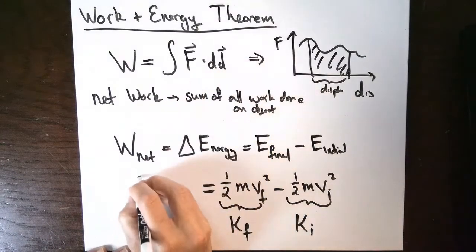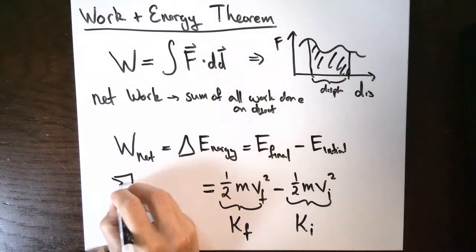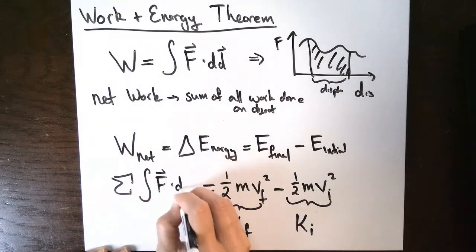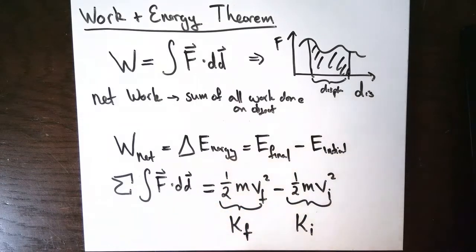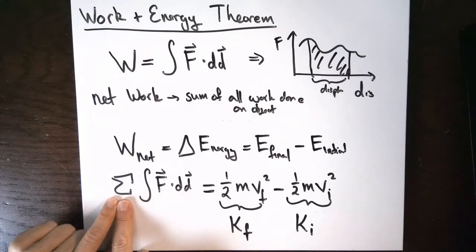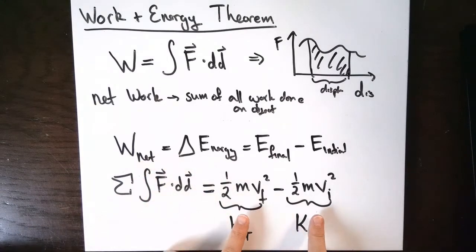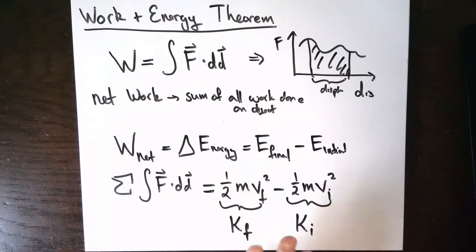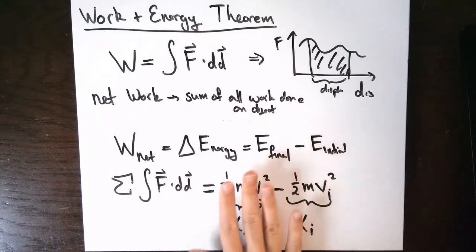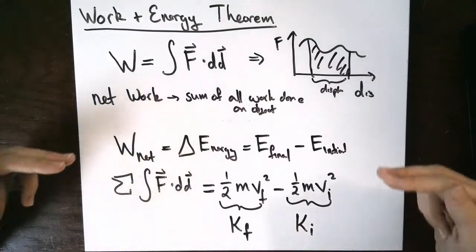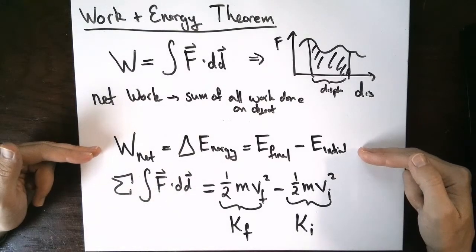And the work is, of course, equal to the sum of all of these integrals for all the different forces dotted with their displacement. You will notice this is a sum of a whole bunch of integrals to get all the different works to get the net work. And this is a subtraction of two things which are not integrals. So if we have the information of what's going on in energy, this side is a lot easier to solve for. But at a more fundamental level, let's look at what this equation is telling us.